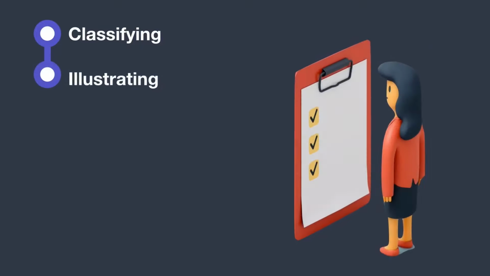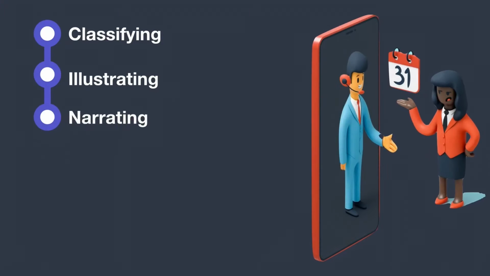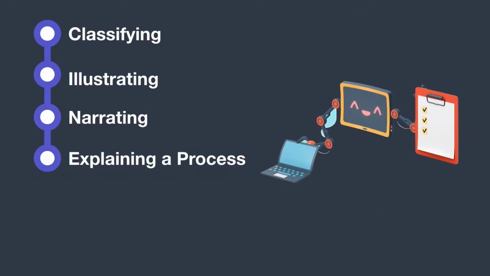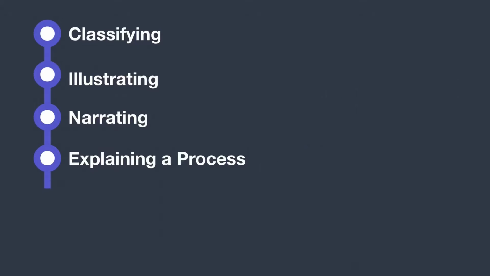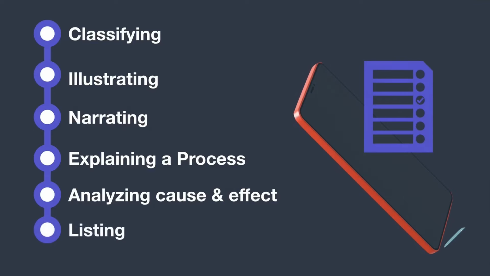Seven, illustrating, giving proof or evidence so the reader could understand the concept. Eight, narrating, talking about the concept elaborately in a narrative manner. Nine, explaining a process, explaining the different aspects of the process. Ten, analyzing cause and effect, giving a critical explanation about the causes and effects of the idea or concept. Eleven, listing, enumerating, trying to take a rundown about what these kinds of concepts are.